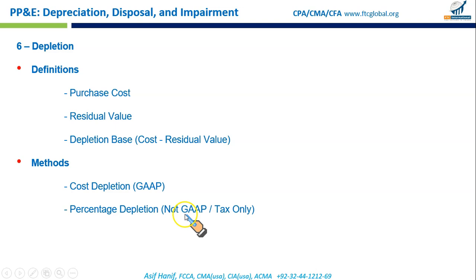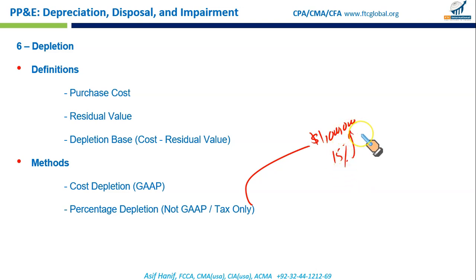Then we have percentage depletion. This is not acceptable for US GAAP. Tax only. This method is used for tax purposes to calculate the depletion on natural resources like we talked about, gas, oil, or minerals. Okay, let us say your company makes a sale of $1 million from selling oil, and the tax rate allows a percentage depletion of 15%. So 15% of 1 million means your depletion deduction would be $150,000.